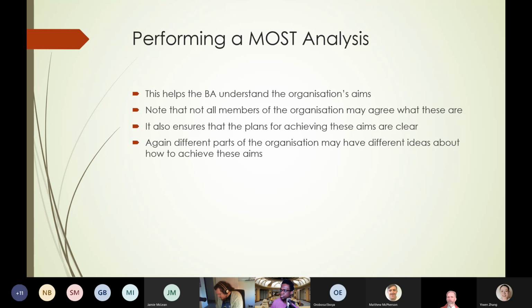But where they diverge, that can be an issue. Where people disagree, that can be a problem. So you need to make sure that the organisation itself understands what it wants to do, which actually isn't as clear-cut as you might hope it would be. Make sure that everyone in the organisation agrees about it and understands how they're going to get there.